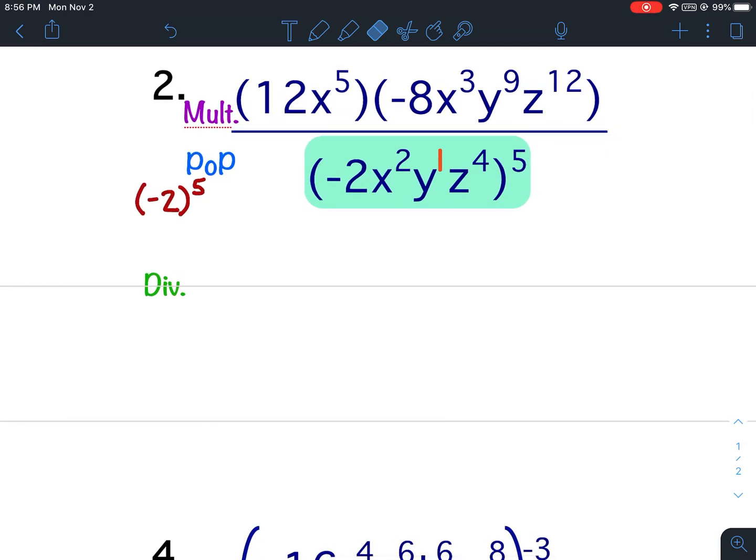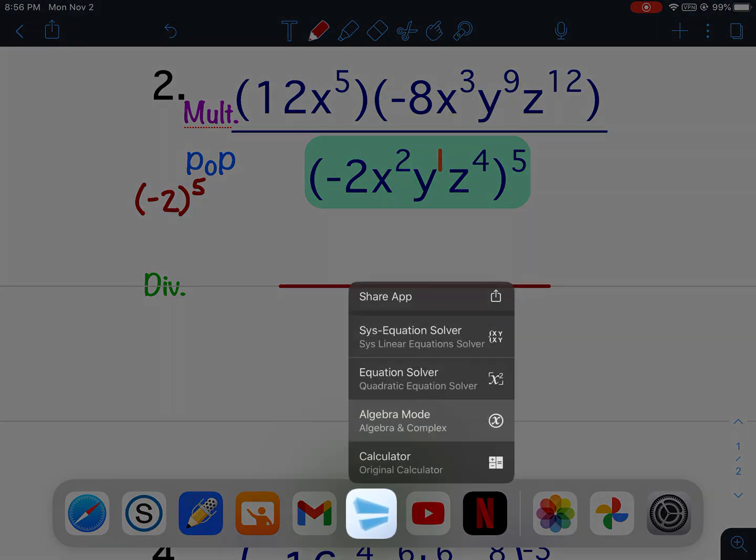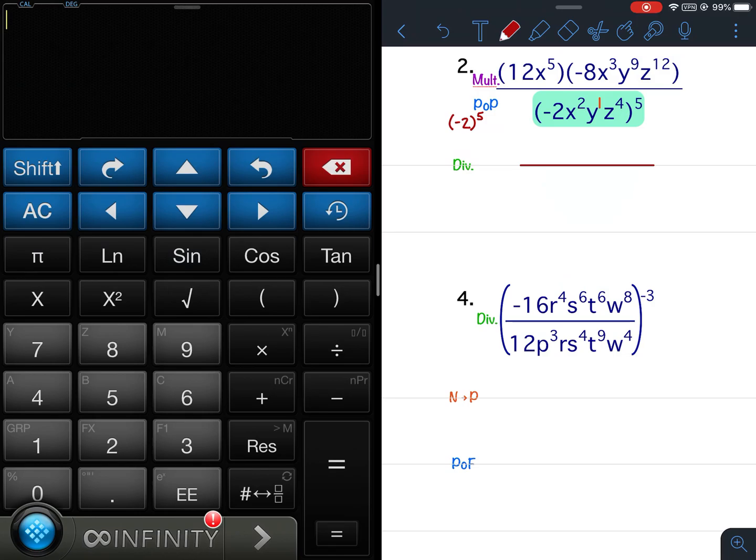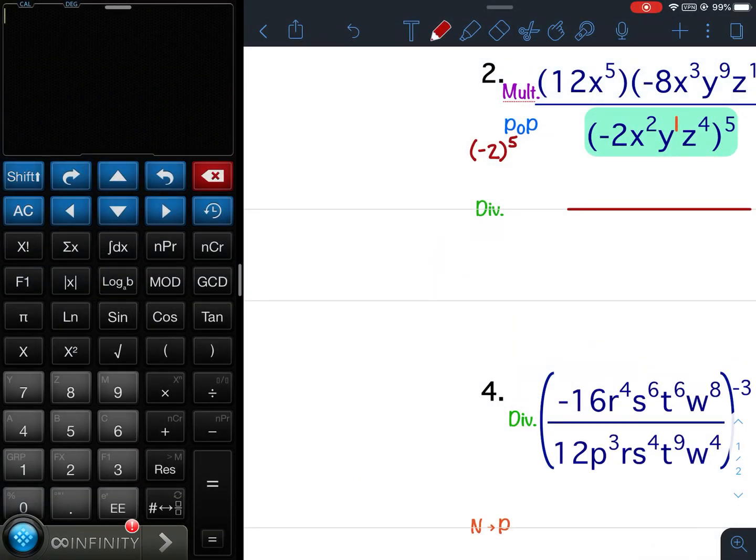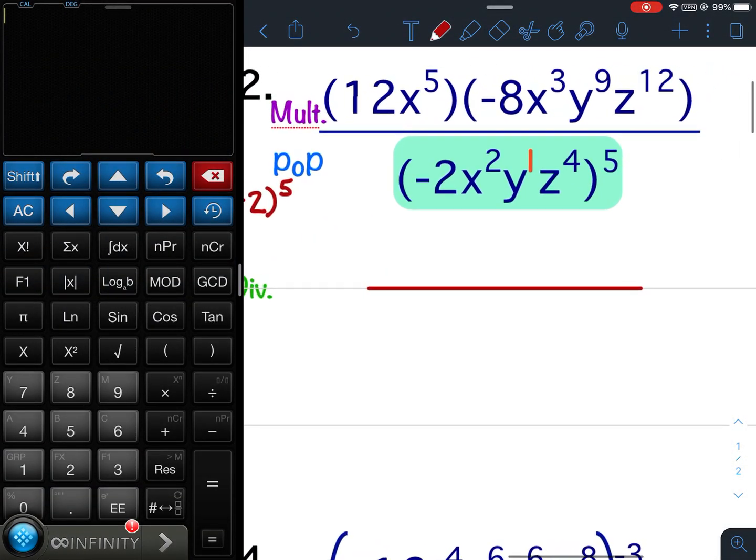All right, let's start with our numerator. So in the numerator, we are multiplying. Let me bring up my calculator so you can see. So the first thing I would multiply is 12 times negative 8, which is negative 96.